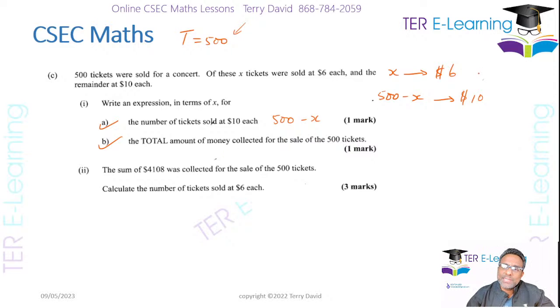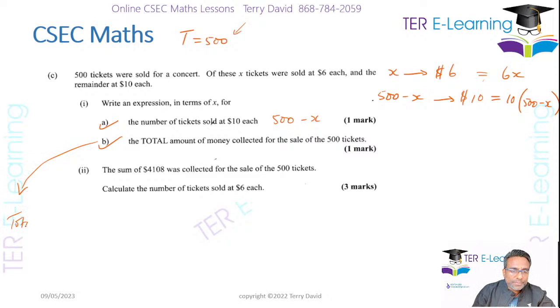Now, if you're selling X tickets for $6, the total amount of money you will collect will be 6X, right? That's how much you're going to collect. And if the remaining tickets are sold for $10, then the amount you're going to collect is 10 multiplied by 500 minus X, from the remaining tickets. But the question asks us for the total. So the total is going to be 6X plus 10 by 500 minus X.